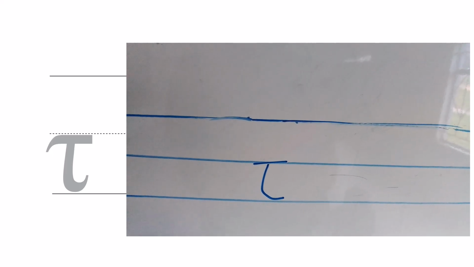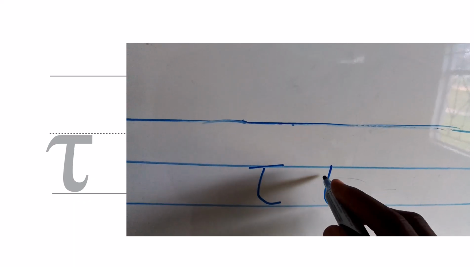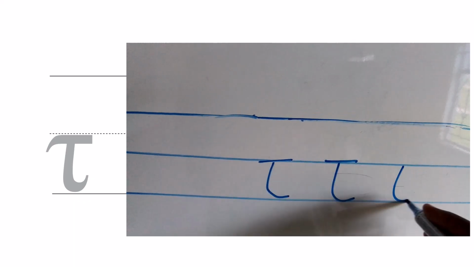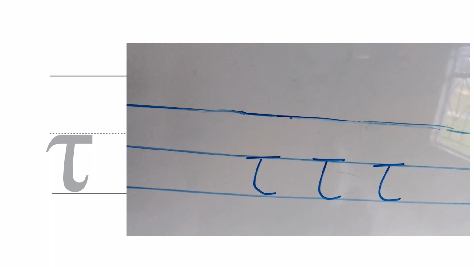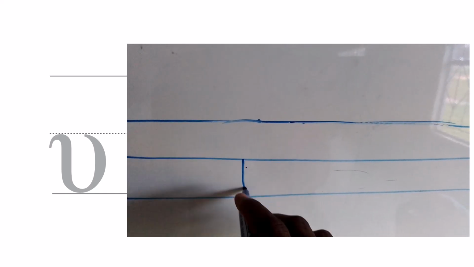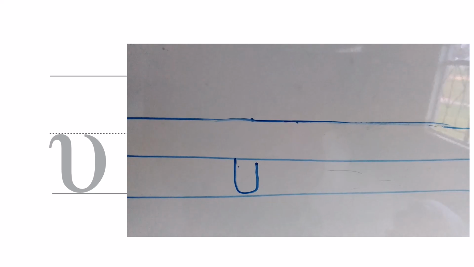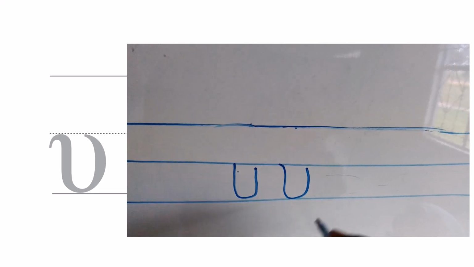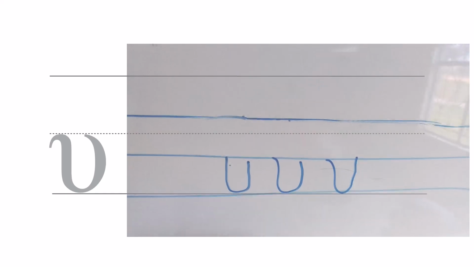The next one is tau, which is equivalent to the English T. Tau is similar to T in how you write it, only that at the bottom it bends instead of being straight. That's how you write the Greek letter tau. The next one is upsilon, and upsilon is very similar to how you write U for English, only that it has a bend when touching the middle line, but it's resting between the middle line and the bottom line.